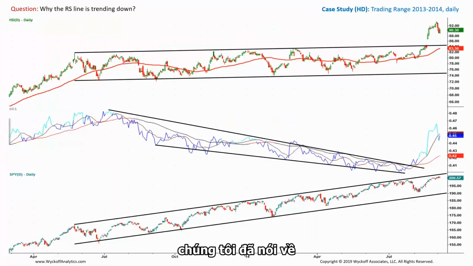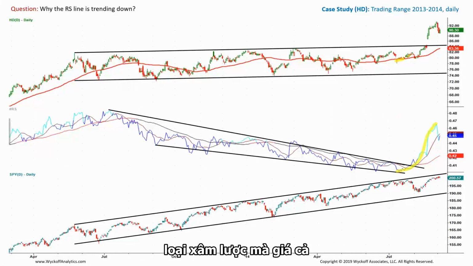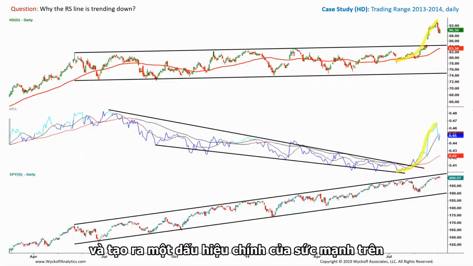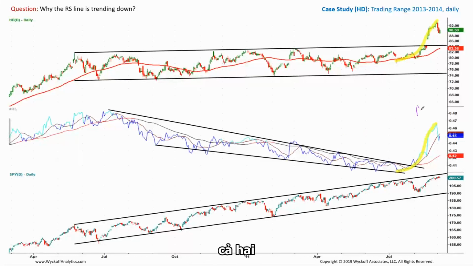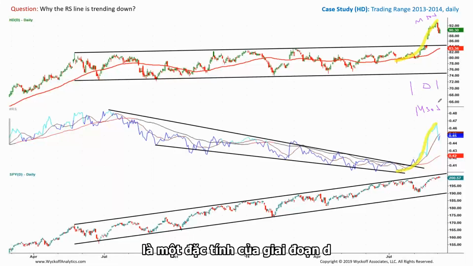We've talked about two ways of how institutions can accumulate. They could accumulate through the trading range, or they could accumulate aggressively on the way out of the trading range. And we're seeing that there is some kind of aggression with which the price moves up out of the consolidation, and how the relative strength breaks the trend and creates a major sign of strength on both. And in a lot of cases, this is going to be a characteristic of phase D.